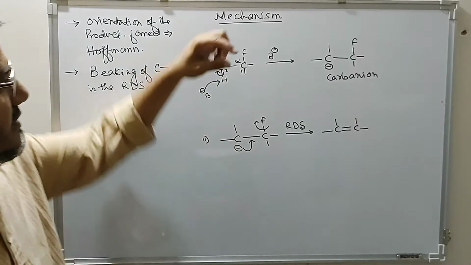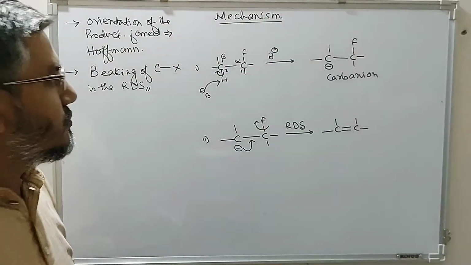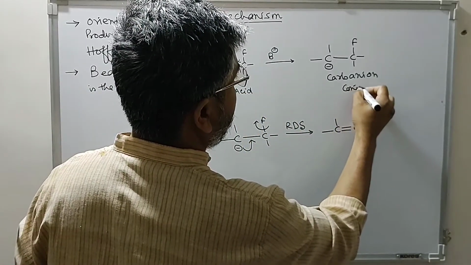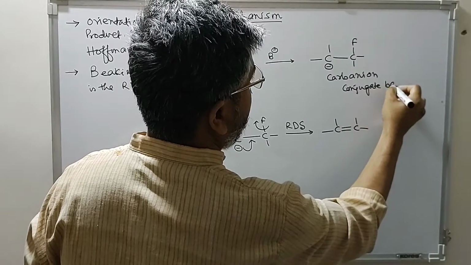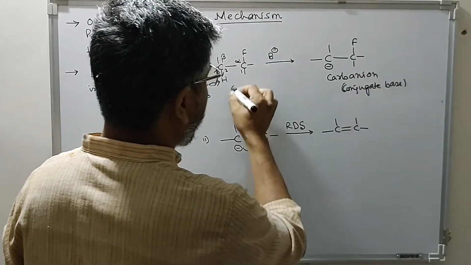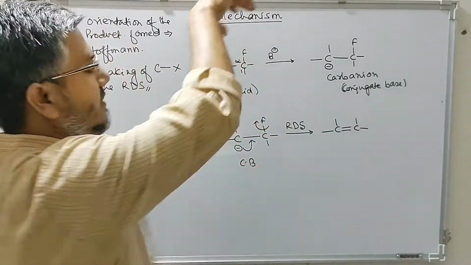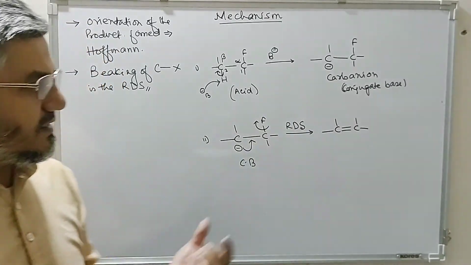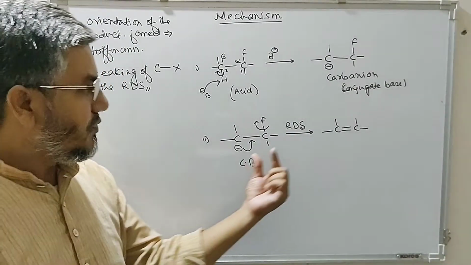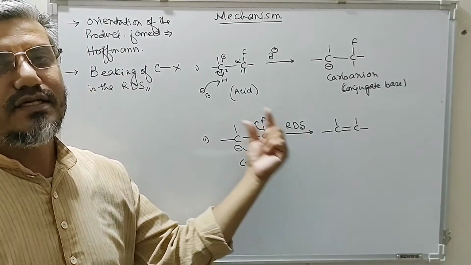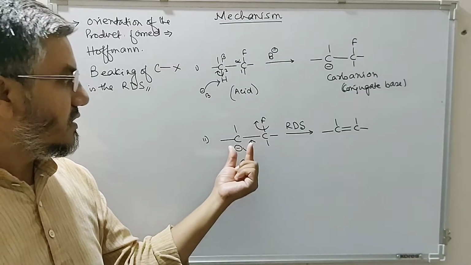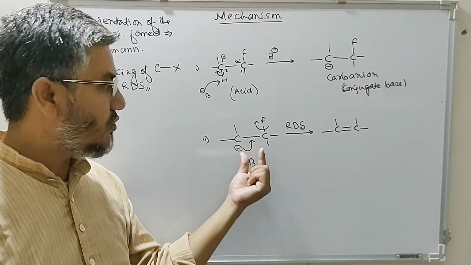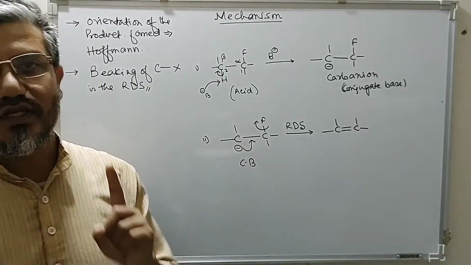Now look at this, this is acid, then this is conjugate base. Now elimination is occurring from the conjugate base, so hence the mechanism is known as elimination from conjugate base. Why is this known as unimolecular? Because the rate determining step, or the slowest step of the reaction, involves elimination from the conjugate base, so only one molecule is involved, so this is known as unimolecular.